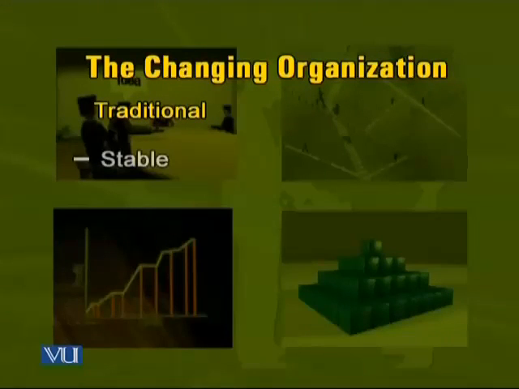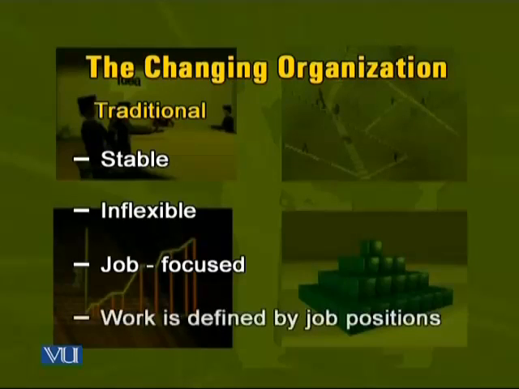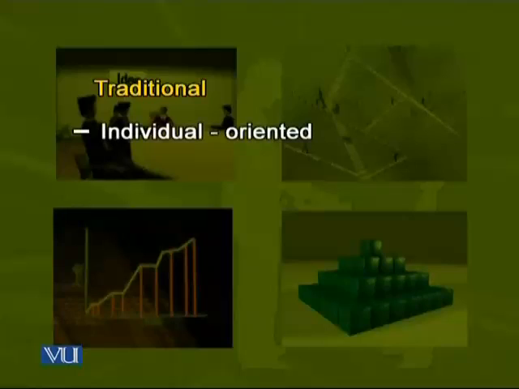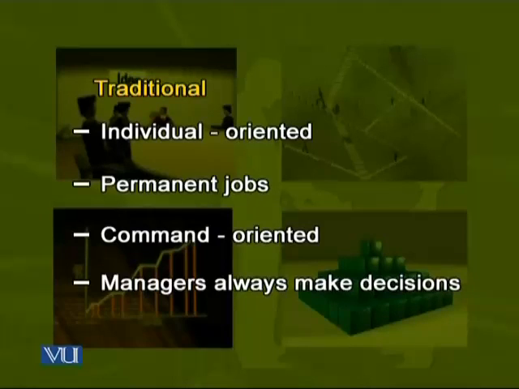Let's talk about traditional organizations. The traditional organization used to be stable. They had an inflexible working environment, mainly focusing on the job. Work was defined by job positions. There was individual orientation, the jobs were kind of permanent, and most organizations were command-oriented. The people at the top were making all the decisions, and managers always made the decisions. It was always top-down. All those decisions were supposed to come from the top.